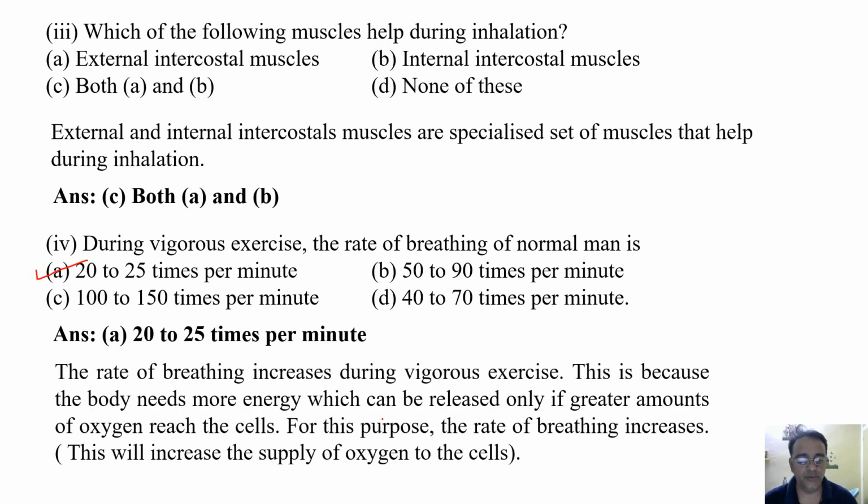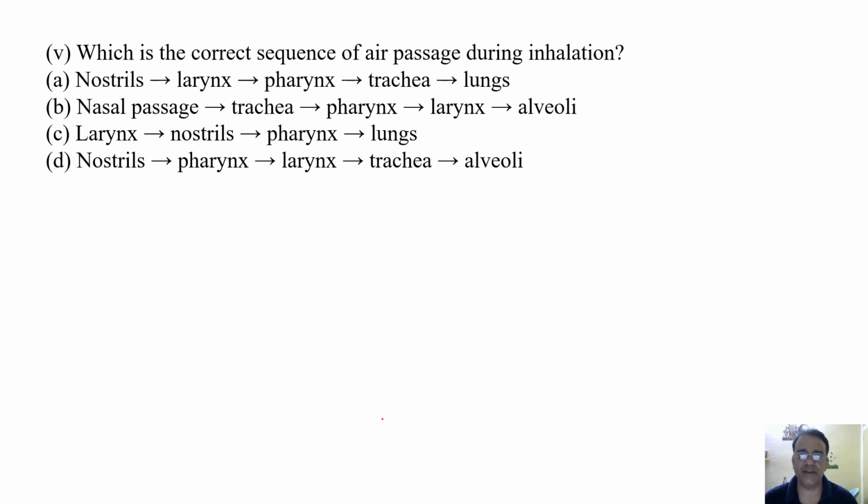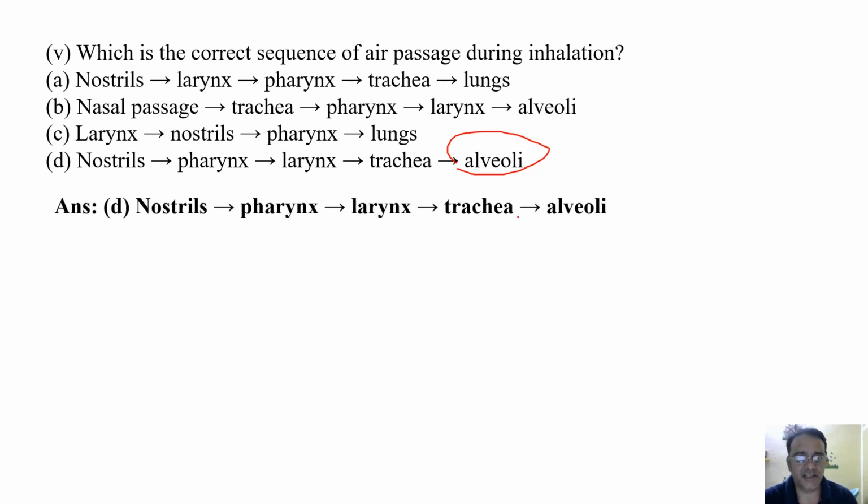Okay, so now we'll move towards the next question. Which is the correct sequence of air passage during inhalation? सबसे पहले inhalation कहाँ से start होता है? Nostril से start होता है, right? Nostril के बाद कहाँ पे जाएगा वो? Which is the correct one? Option D. Right. Last में यहाँ पर आता है alveoli में, right? So nostrils, pharynx, larynx, trachea, alveoli. So the correct answer is D, right?